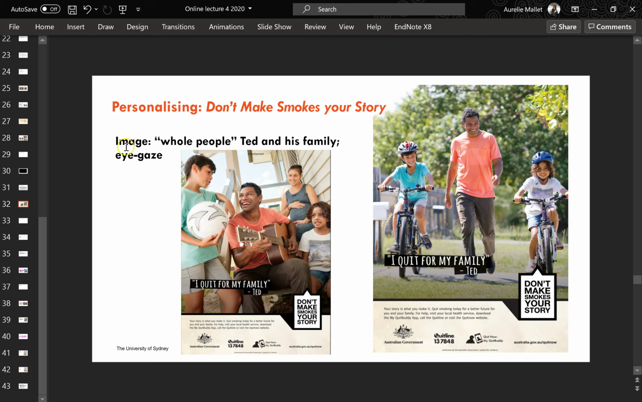And also one element here in the image is the eye gaze. Ted is always looking at his family, looking at his son here, looking at his son here. It shows you that this is an individual, and in this case quitting has really had a positive impact on him and his family. And again, you could also analyze this campaign as positive, in addition to being personalizing.